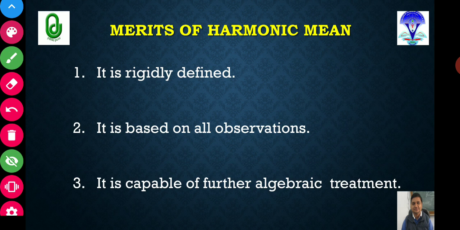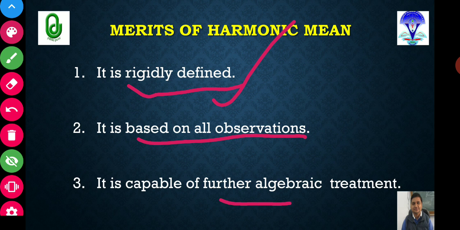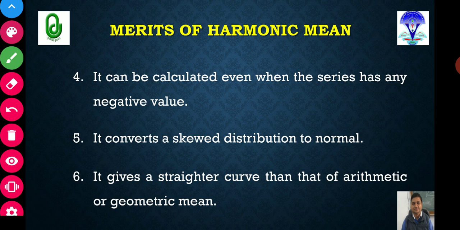Now what are the merits? It is rigidly defined because it has a well defined formula. It is based on all the observations because we are considering all the observations in the formula. It is capable of further algebraic treatment. That means you can multiply it, you can divide it, or you can go for any other algebraic treatment.